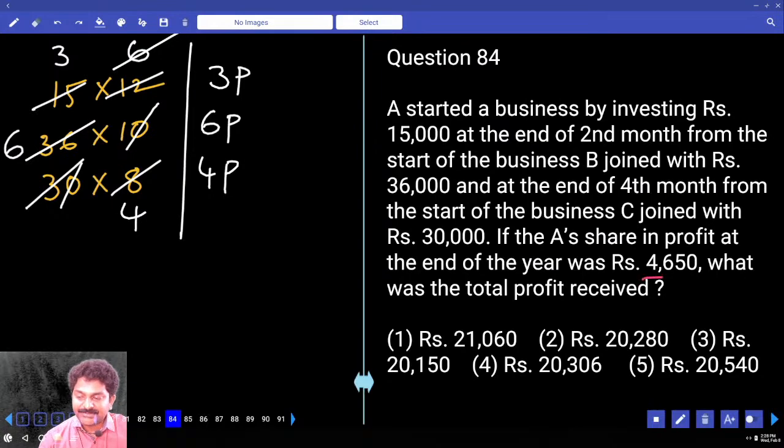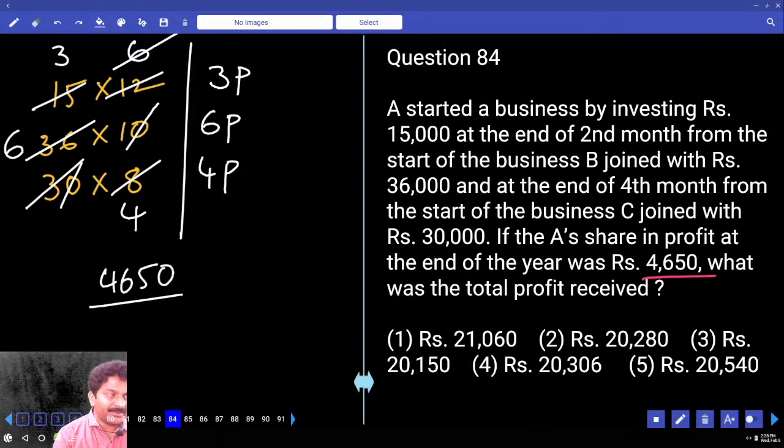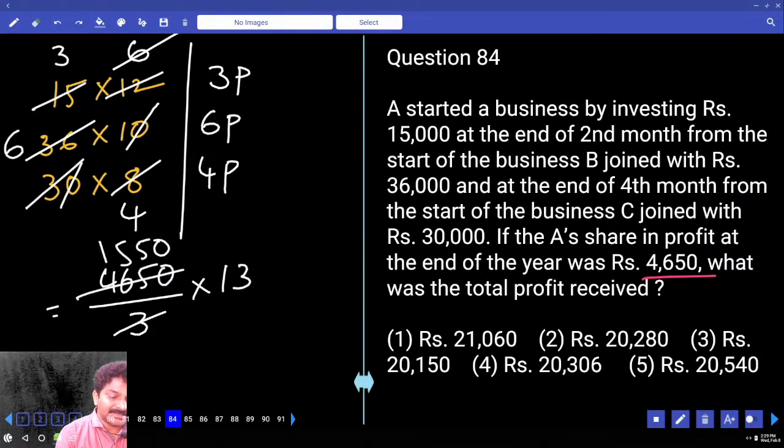A's profit share is 4650, which is equal to 3 parts. 1 part is equal to 4650 by 3. We were asked to calculate total profit. How many parts? 13 parts. 3, 1, 5, 5, 0.